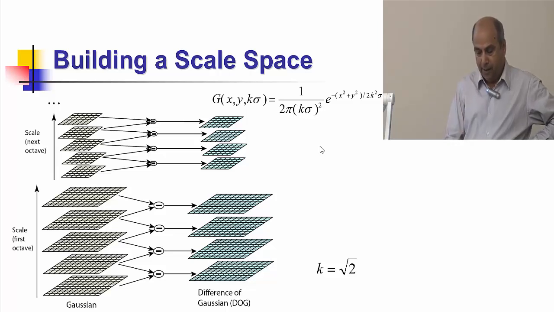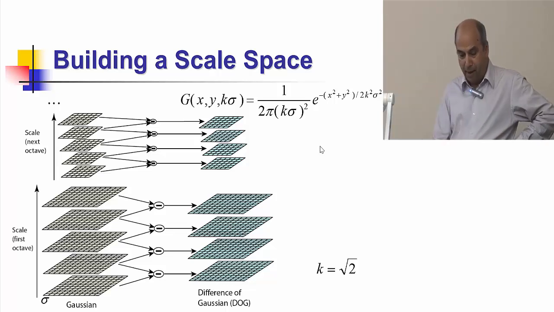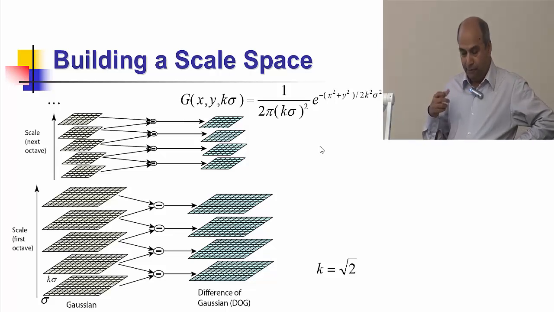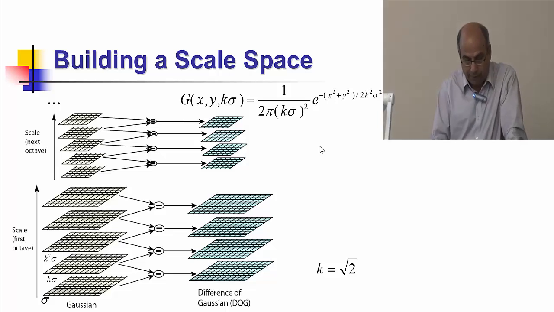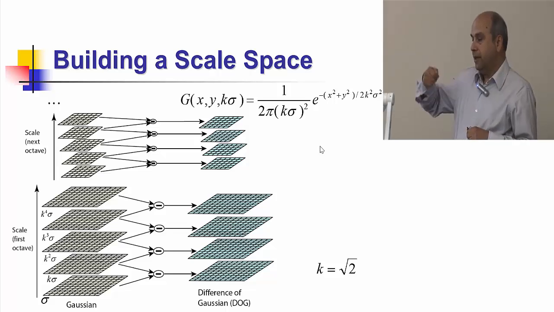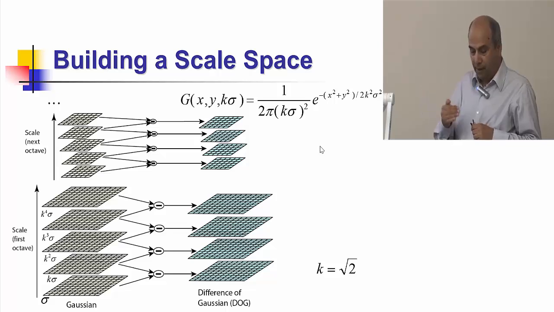It will be another level, and the way it's going to happen is that we will start with, say, sigma, and then the next value will be k sigma. We'll filter with k sigma, then every time we'll multiply by k. So there will be k squared sigma, this will be k cubed sigma, and there will be k4 sigma. So sigma is fixed, but we will just keep multiplying by k. K is under root 2.